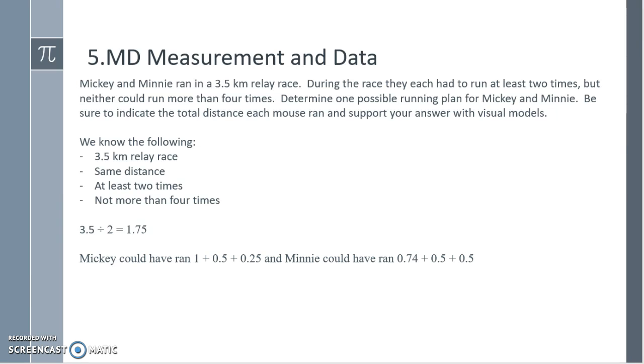Mickey could have run 1 kilometer plus a half a kilometer plus a quarter of a kilometer, and Minnie could have run 75 thousandths of a kilometer plus 5/10 of a kilometer plus another 5/10 of a kilometer.